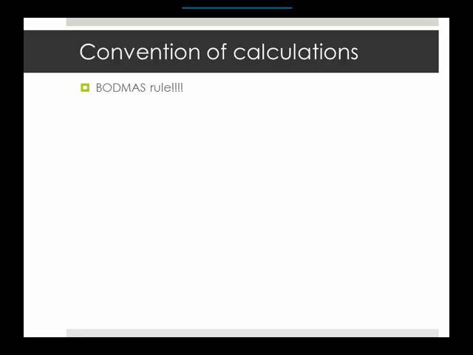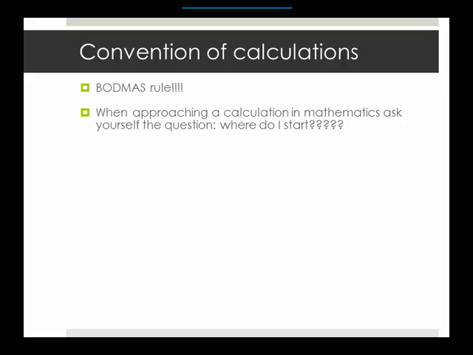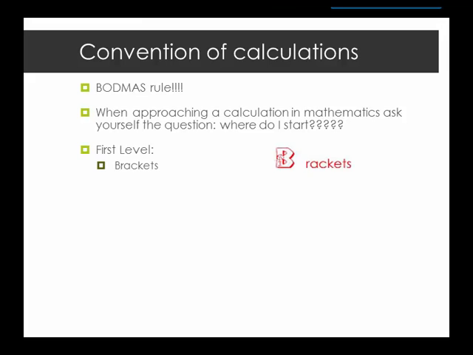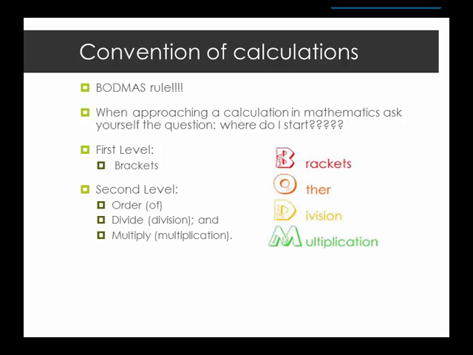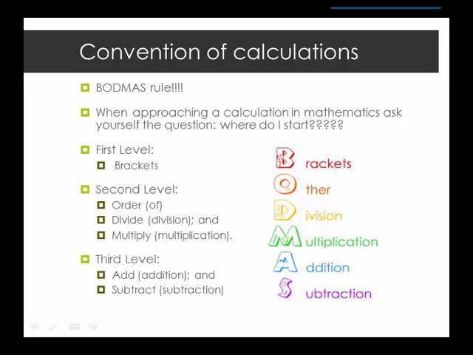When approaching a calculation in mathematics, ask yourself the question, where do I start? The BODMAS rule allows us to gain some understanding. This approach has what we call 3 levels, and each one will be defined separately. First level, brackets. Second level, order or of, division or divide, and multiply or multiplication. The third level, addition and subtraction. Next we will look at each level in a bit more detail.